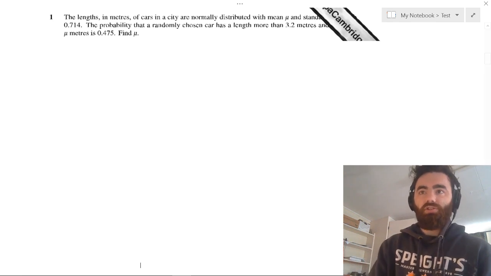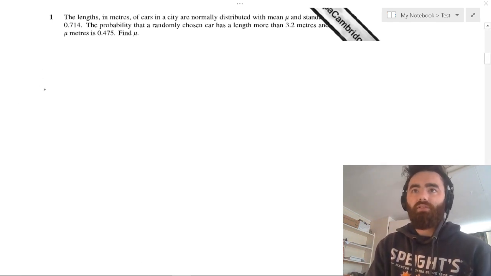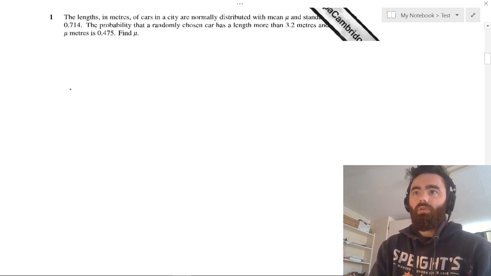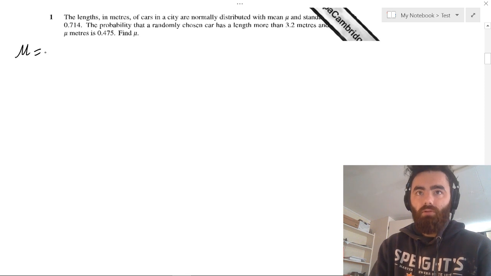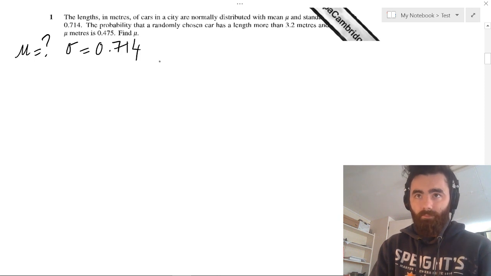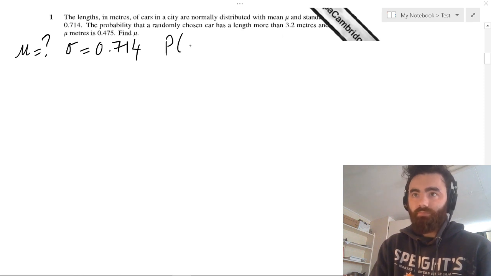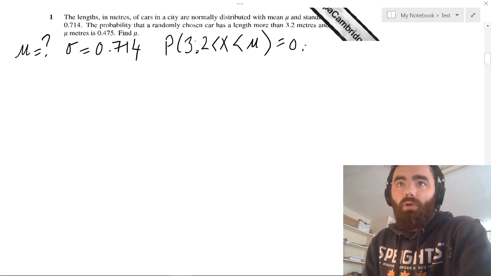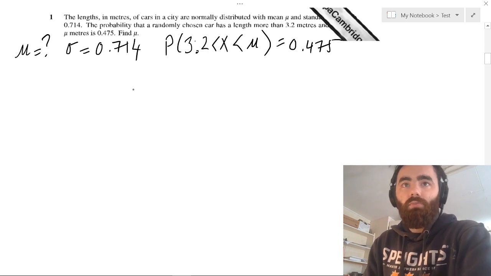So our first question, question 1, says the lengths in meters of cars in a city are normally distributed with a mean of mu, which we don't know, and a standard deviation. This is cut off, but I looked at it before. You've got a standard deviation of 0.714, and the probability of a randomly chosen car having a length of more than 3.2 meters and less than mu meters is equal to 0.475.